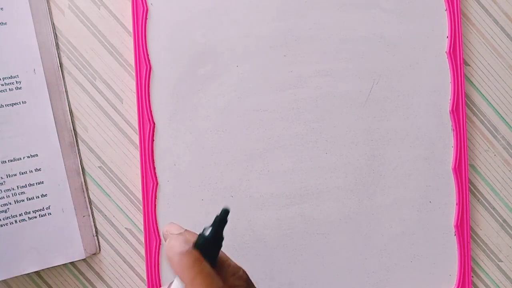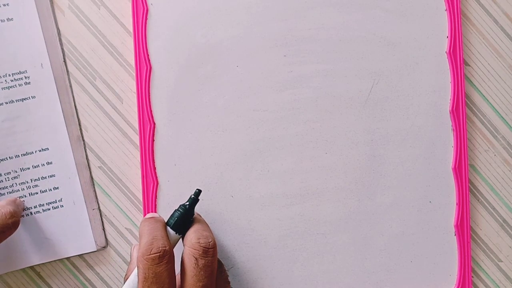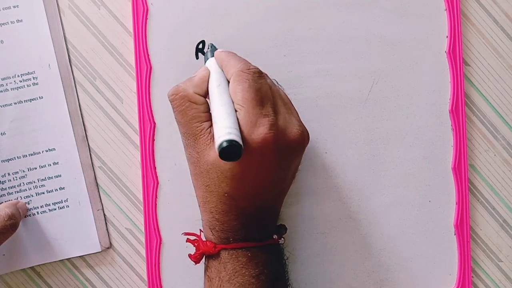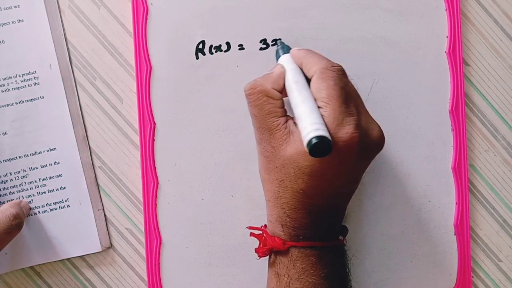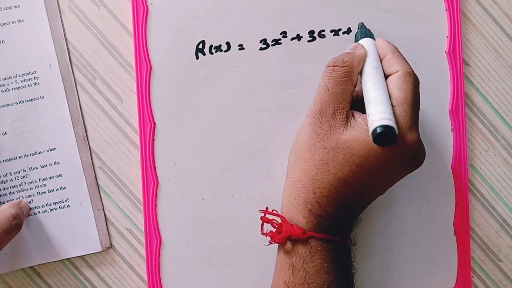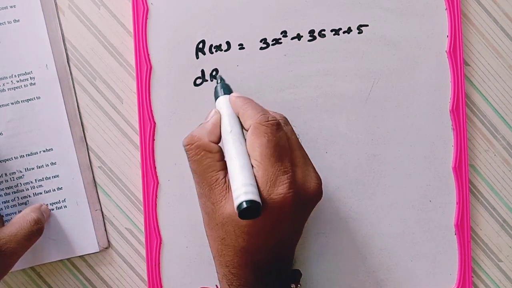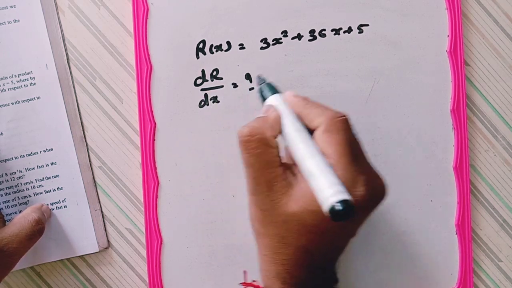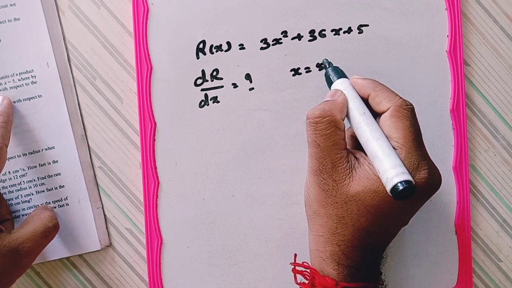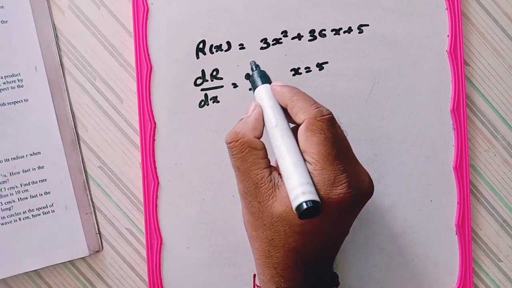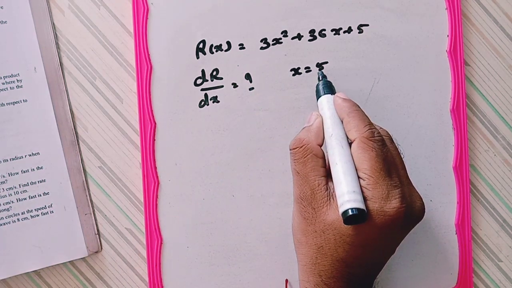Now, sixth example: the total revenue in rupees is received from the sale of x units of a product. The revenue function is given by R(x) equals, where x is the number of products, 3x square plus 36x plus 5. Find the marginal revenue. Marginal revenue means R differentiation with respect to x we have to calculate, and x equals 5 units is given.